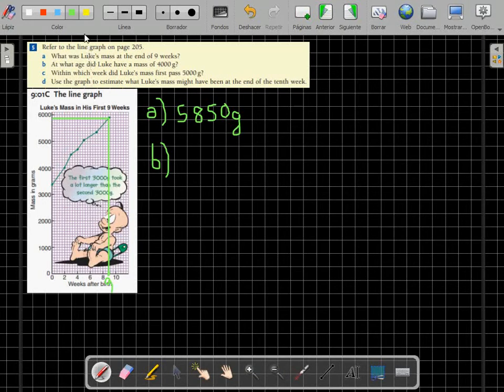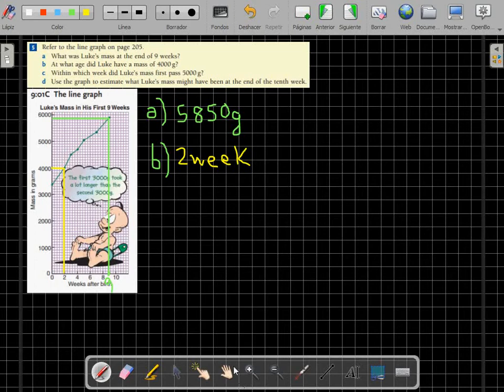So here we're going to do the opposite, because we're going to draw a line from the 4,000 grams to the graph. Now that I'm there, okay, there it is, totally straight. I'm going to draw a vertical, straight line to the x-axis, and there I can see that I am in the 2nd week. So I can answer that Luke's mass was 4,000 grams at the age of 2 weeks.